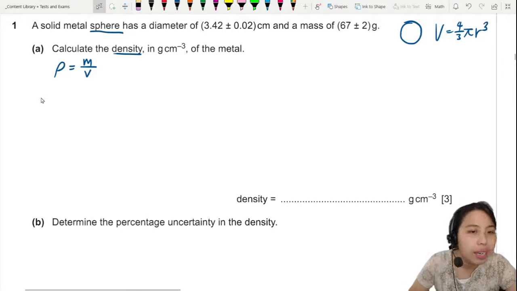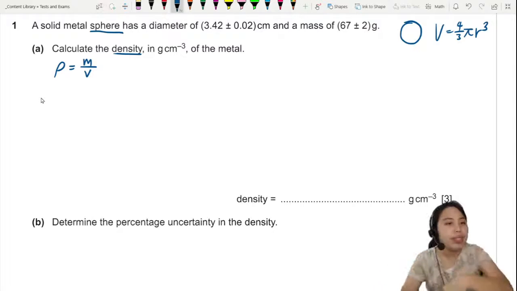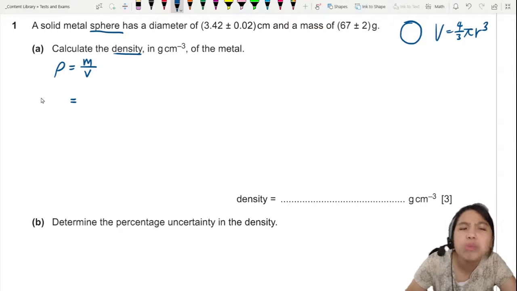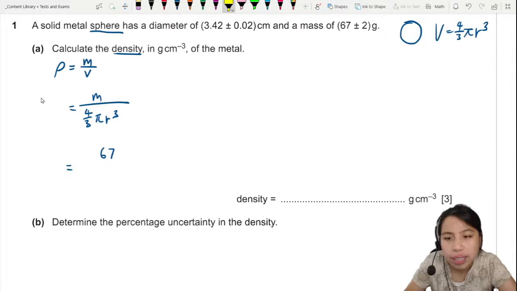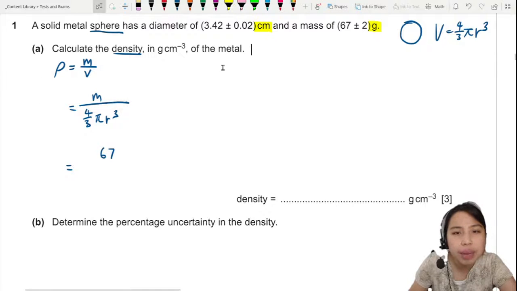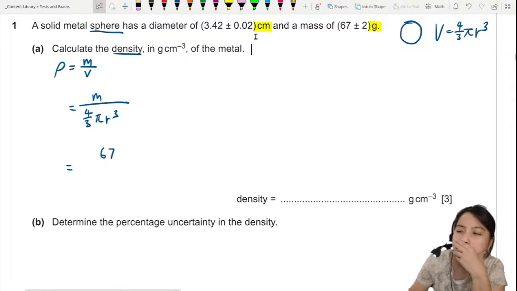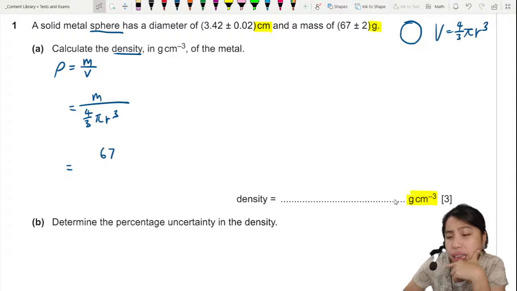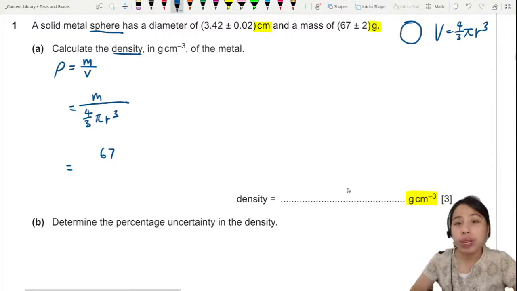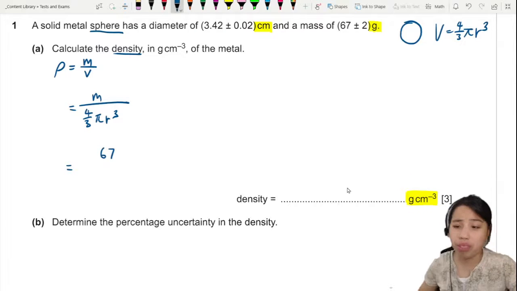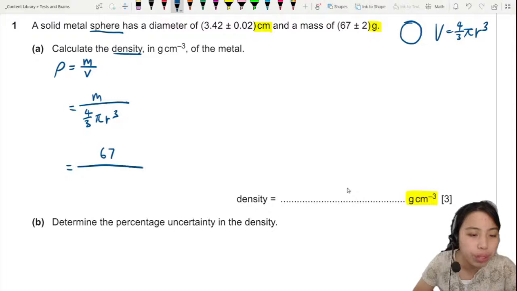Let's plug it in. You could do it in two steps. I'm going to throw everything into one step. Let's write this out: mass over the whole thing, 4 over 3 pi r cubed. So mass is 67,000. Wait a second. This is in grams and the cm is the diameter. Should I convert to SI units? I do not think we need to, because if you look at the final answer line, they want it in gram cm. Always check the units on the answer line, because sometimes they can put some other values. So we're in grams.